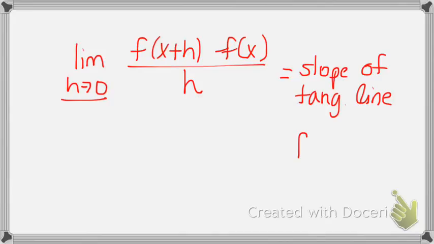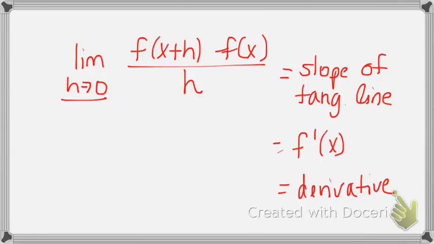Some other symbols it represents is f prime of x. That's just a symbol. If I say find f prime of x, I'm asking you to find the slope of the tangent line. It is the derivative. If I say find the derivative of this equation, this is the formula you're going to use. So a derivative is basically the slope of a tangent line. So now let's talk about how we actually use it.